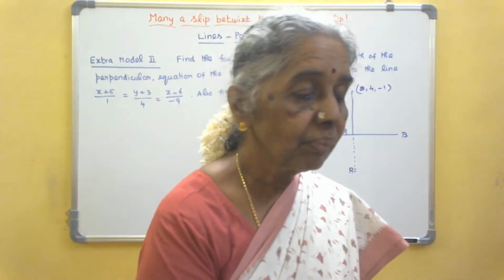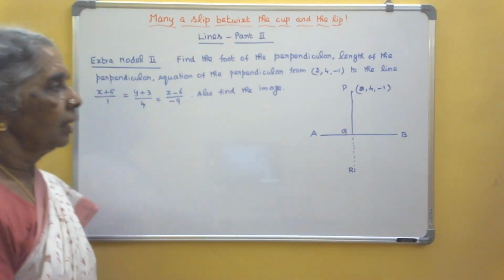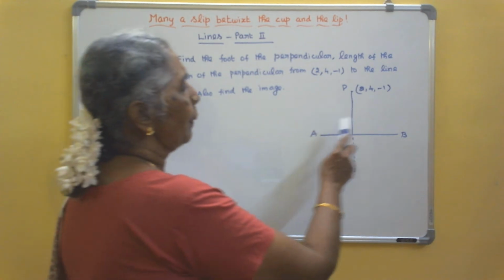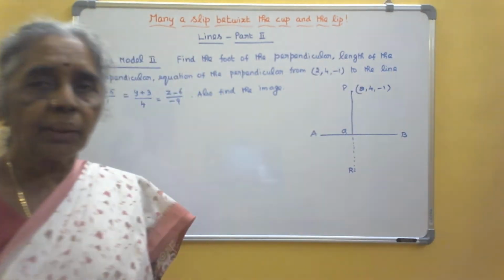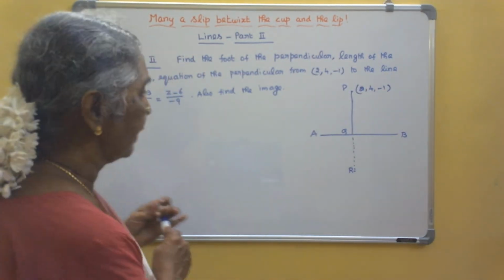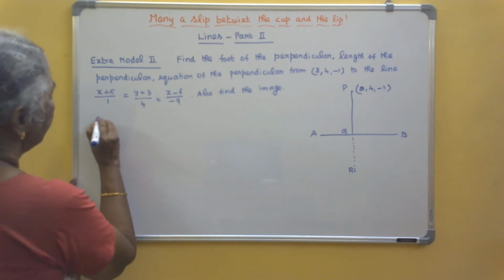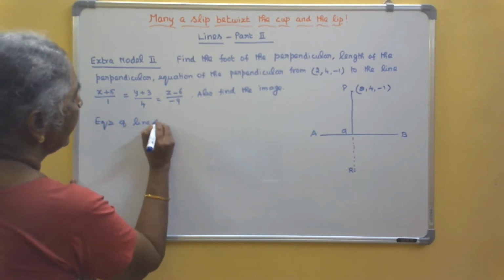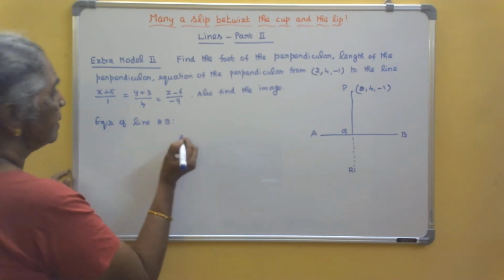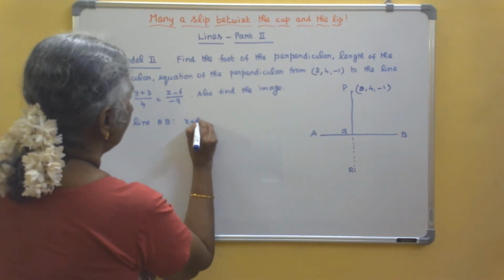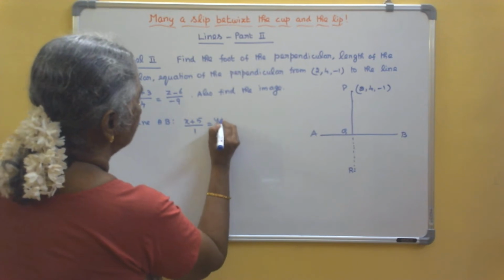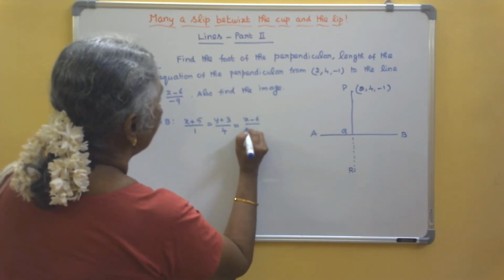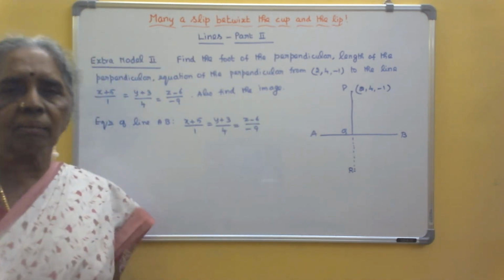Okay, fine. So now, if you have the figure, that will give you an idea. You know the equation of this line. When you know the equation of this line, let us first write the equation of line AB. What is the equation? (x + 5)/1 = (y + 3)/4 = (z − 6)/(−9).